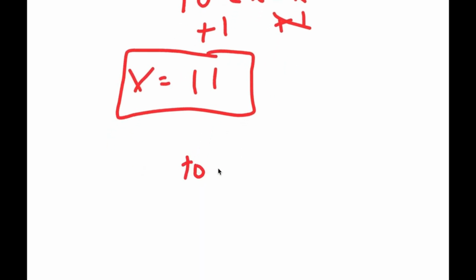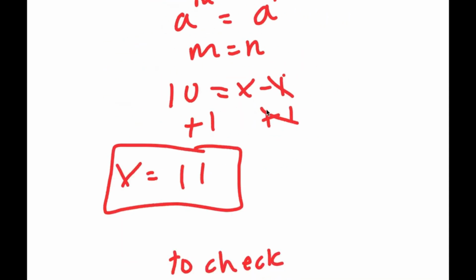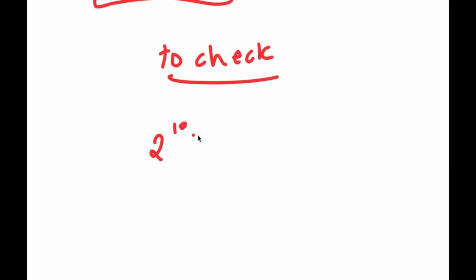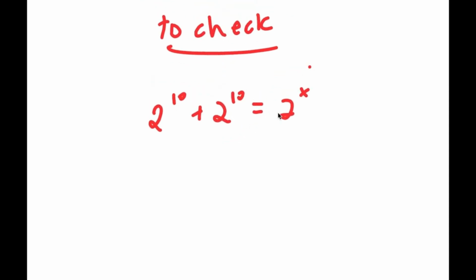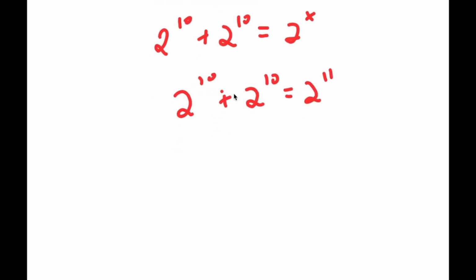And now to check, my original equation was 2 to the power of 10 plus 2 to the power of 10 is equal to 2 to the power of x. X is 11, so I get 2 to the power of 10 plus 2 to the power of 10 is equal to 2 to the power of 11. And 2 to the power of 10 plus 2 to the power of 10, that is 2 to the power of 11. So this is right.